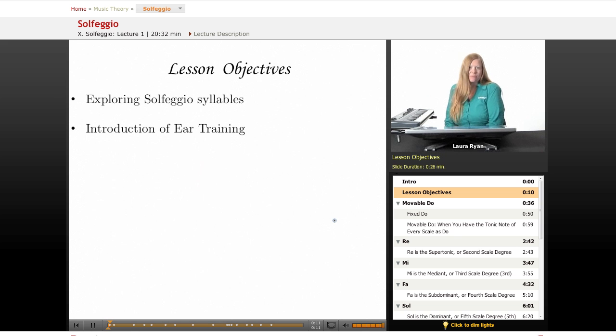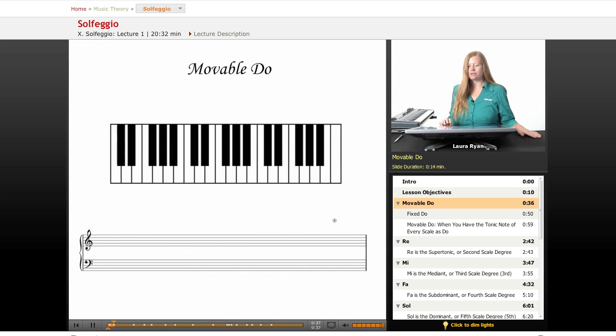So, our lesson objectives are exploring and learning about all the different solfeggio syllables and a little mini introduction to ear training, which is a really important part of music theory, your understanding of how the tones in a scale and in a piece relate to one another and where they're leading your ear and how you can reproduce musical tones on your own without a keyboard using solfege.